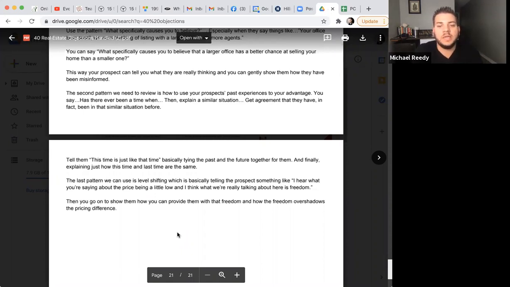The last pattern we can use is level shifting, which is basically telling the prospect something like, I hear what you're saying about the price being a little low, and I think what we're really talking about here is freedom. Then you go on to show them how you can provide them that freedom and how that freedom overshadows the pricing difference. So those are the 40 objections that we get most common. You can definitely see how those are going to show up over and over and over again.